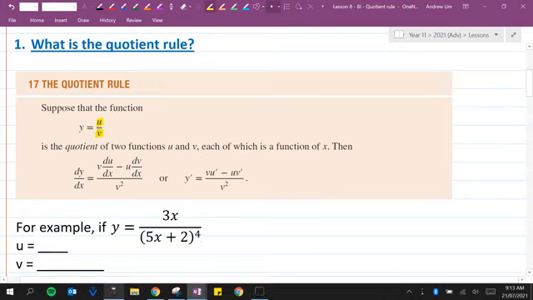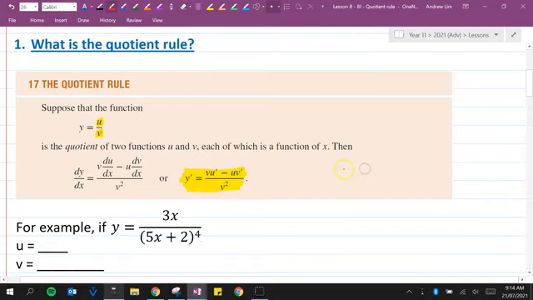So if we want to find the gradient function, or if we want to differentiate this, then dy/dx is equal to v times du/dx minus u times dv/dx, all over v squared. Or what I like to use, y' is equal to vu' minus uv' over v squared. I like to use this because it's similar to the product rule, where y' is equal to vu' plus uv'. So the only difference is instead of minus, it's a plus, and there's no v squared at the bottom.